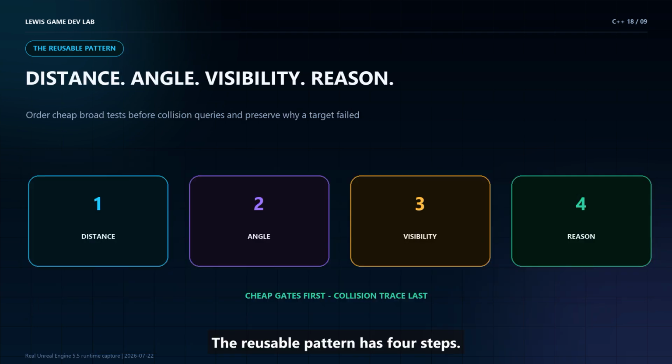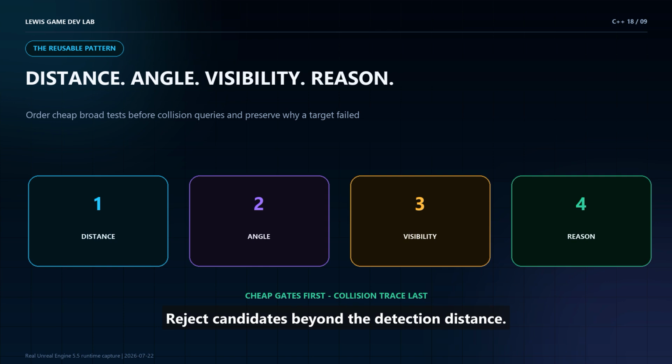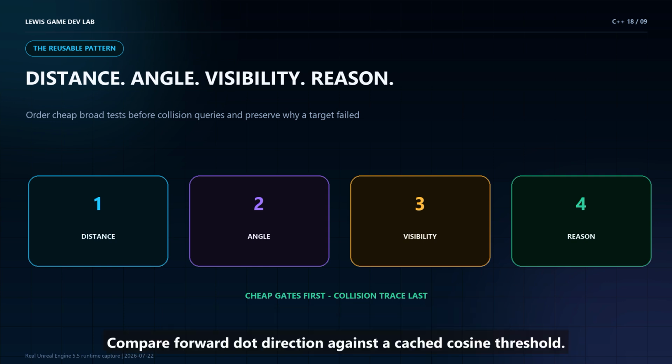The reusable pattern has 4 steps. Reject candidates beyond the detection distance. Compare forward dot direction against a cached cosine threshold. Trace only the candidates that pass geometry. Return an explicit detection or rejection reason.